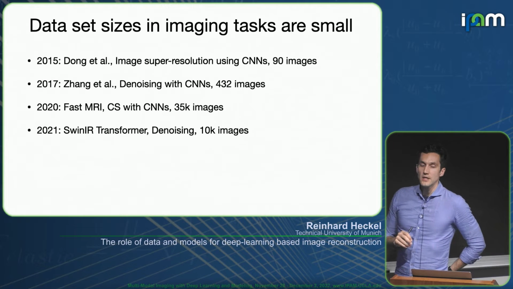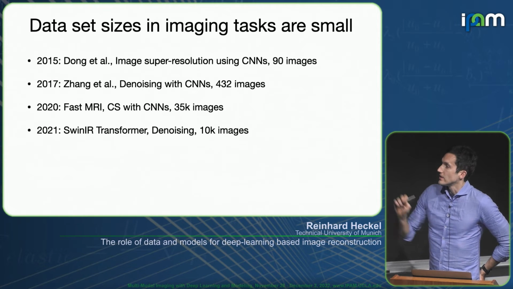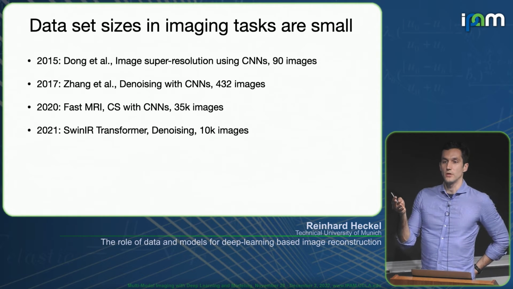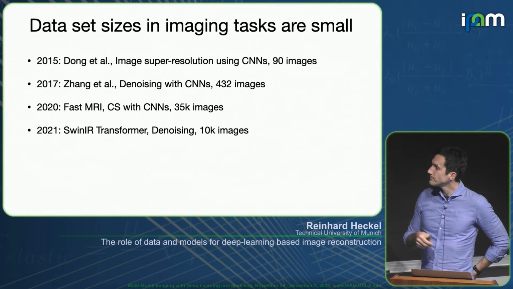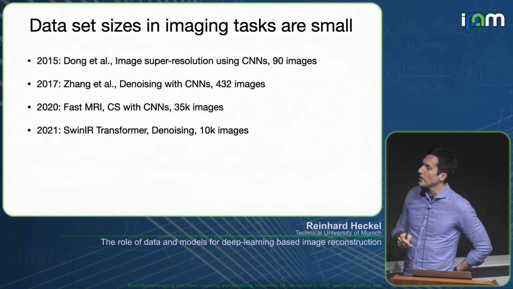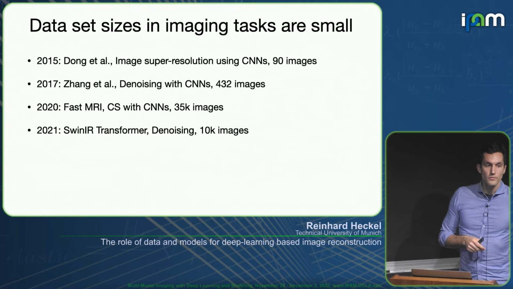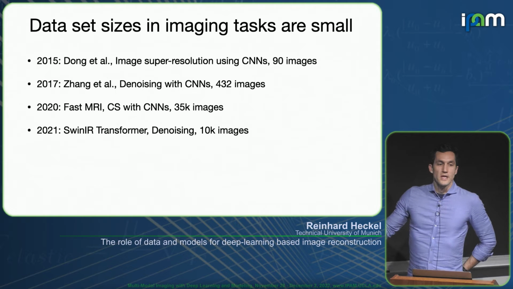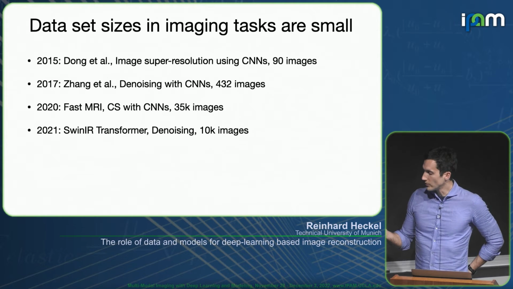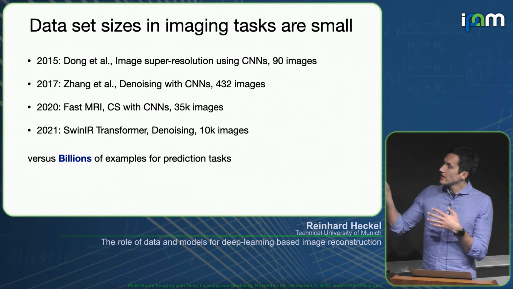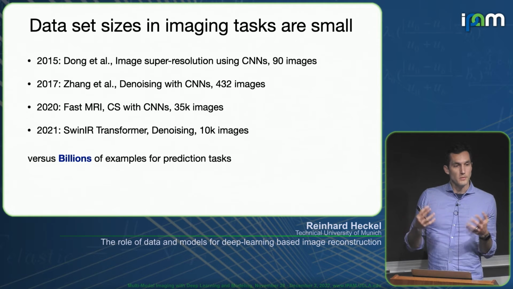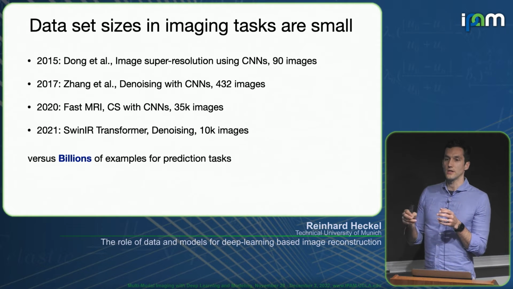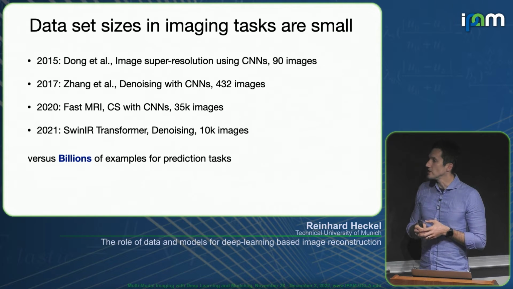Then there's denoising with CNNs, trained on 400 images. Then there's the fastMRI dataset for MRI, which is 35,000 images, or slices, large. And then there's the Swin transformer for denoising, the state-of-the-art model for denoising right now. It gives the best performance for Gaussian denoising, and it is trained on 10,000 images. So the dataset sizes in image reconstruction problems are relatively small relative to prediction tasks, such as natural language processing, classification, and so on.